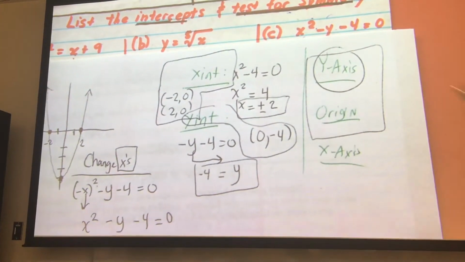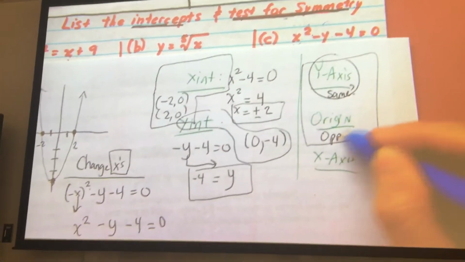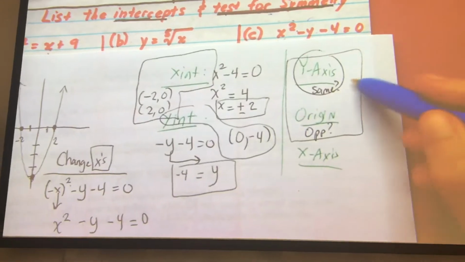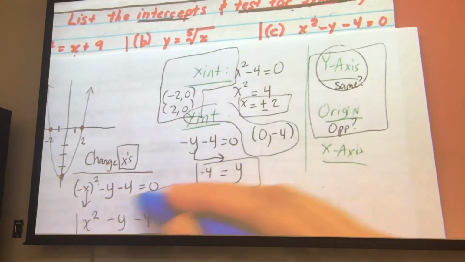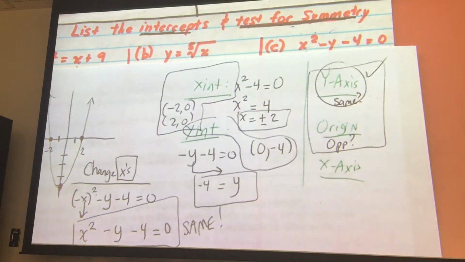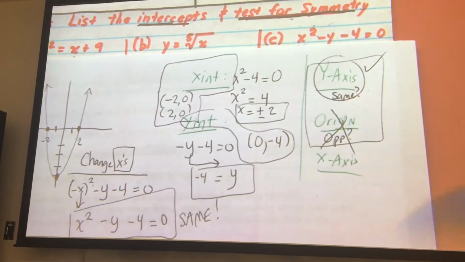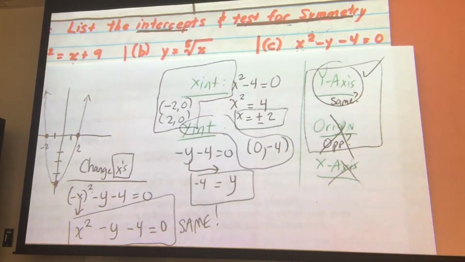The question you ask yourself for y-axis, is it the same? For origin, is it opposite? And you mentioned it, you're right, it is the same, isn't it? This is the same as the original. Since it's the same as the original, we can declare with confidence it's y-axis symmetry, which means it's not origin symmetry because it's a function. Therefore, it can't be this one because it's a function.